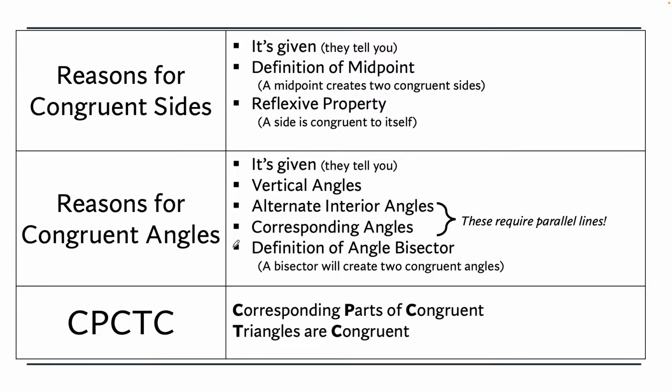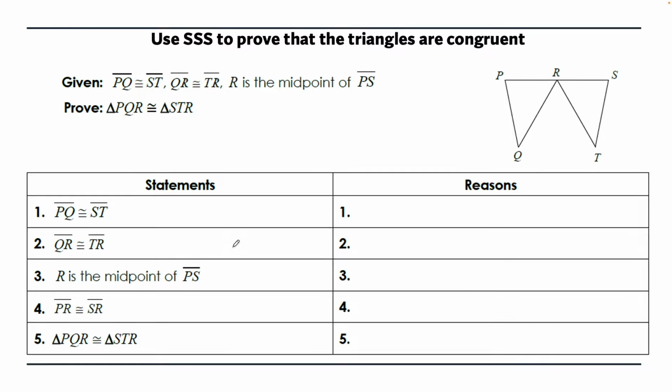So here we go. We're going to dive in to our first proof. Okay, now with any proof, let's just read it first and see where we're going. So we're given that PQ is congruent to ST, QR is congruent to TR, and R is the midpoint of PS. That's our given information. And what we're trying to prove is that triangle PQR is congruent to triangle STR. Let's start by working through some of this given information.